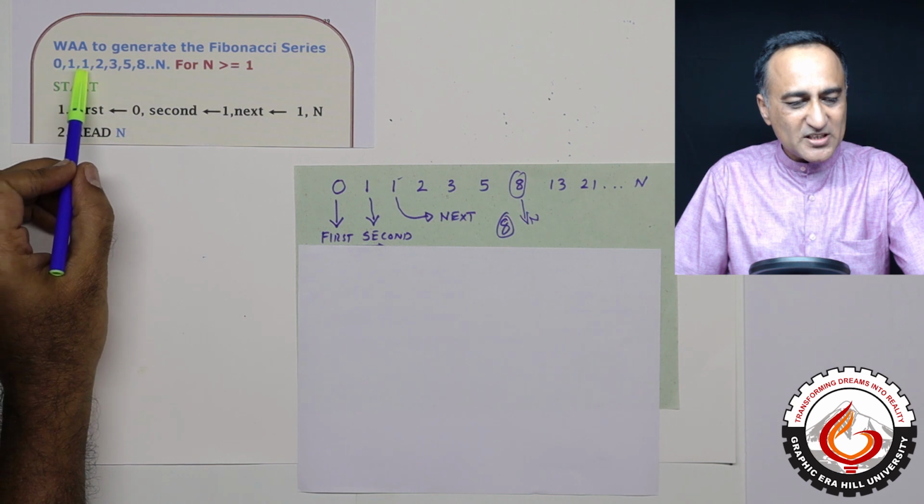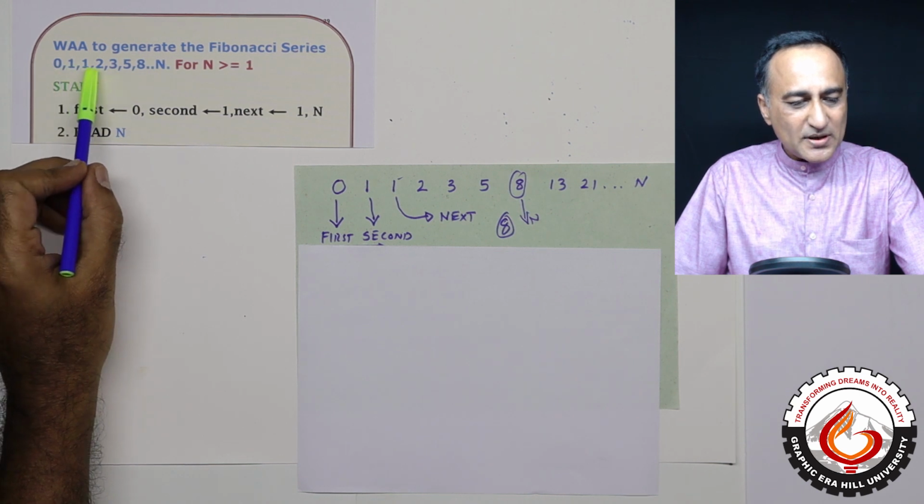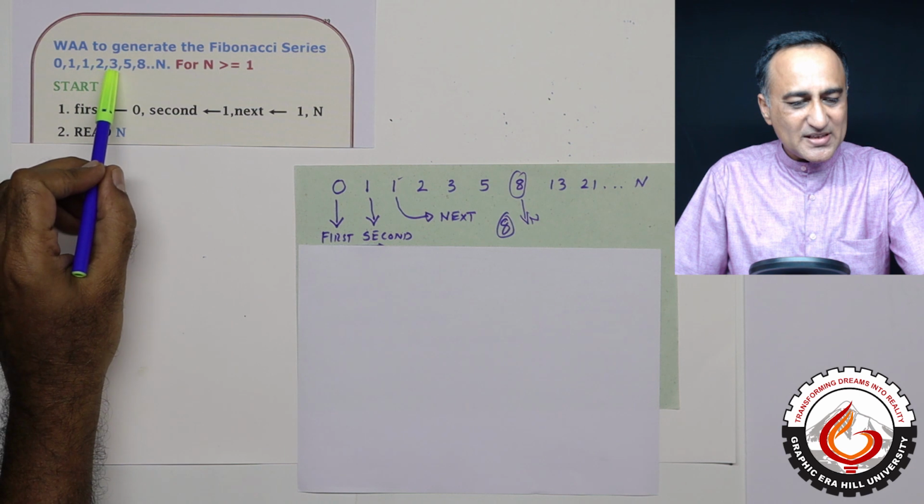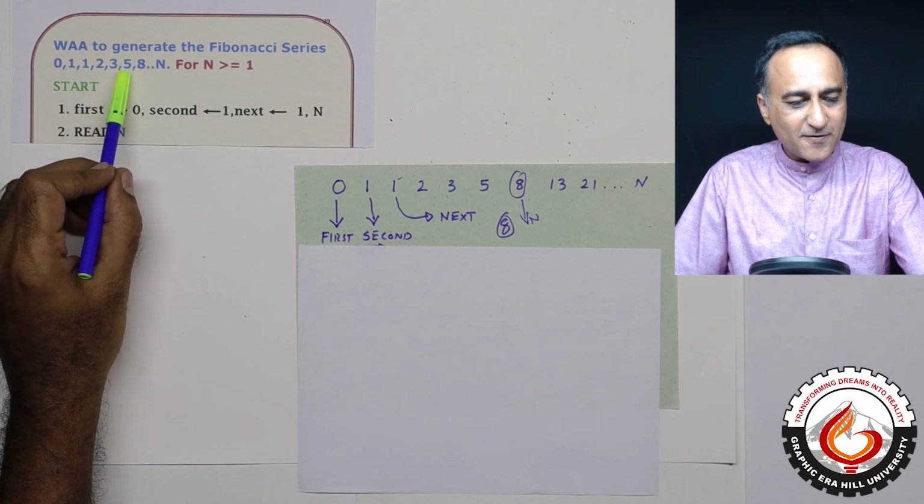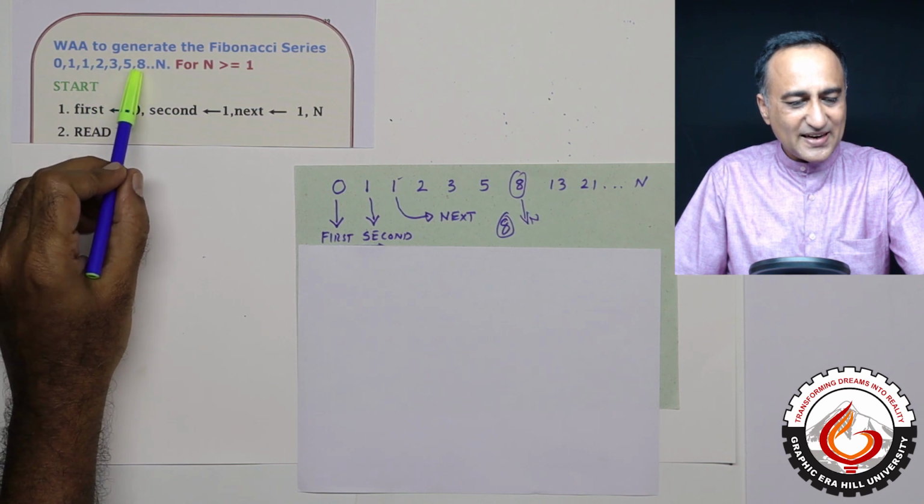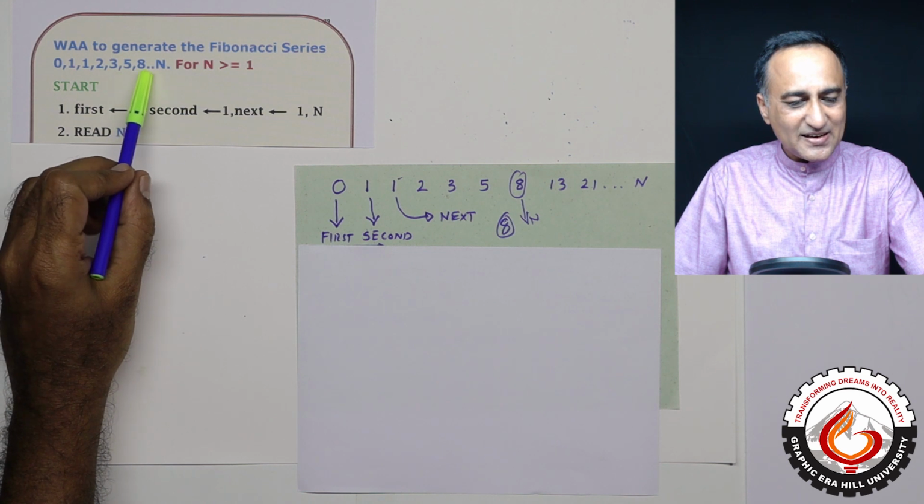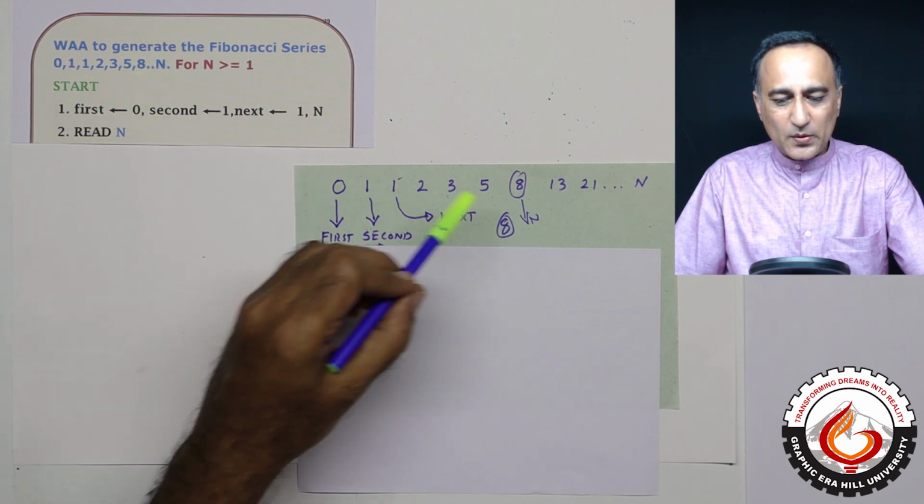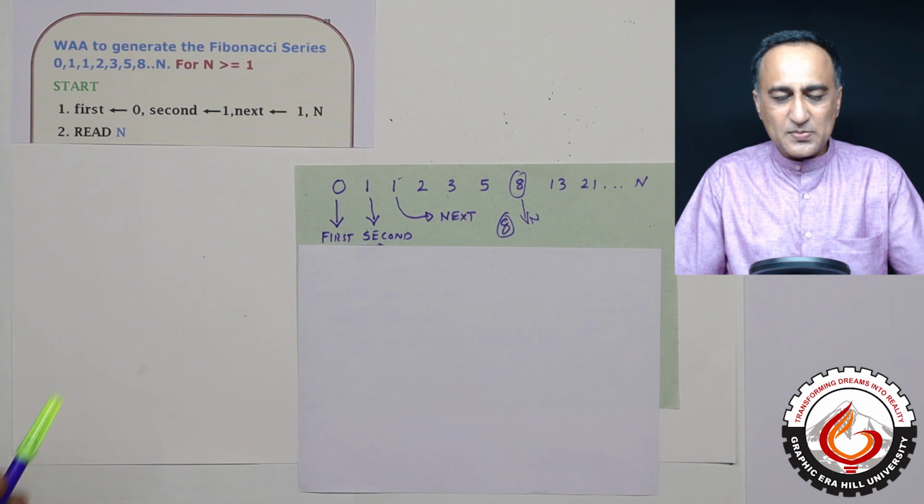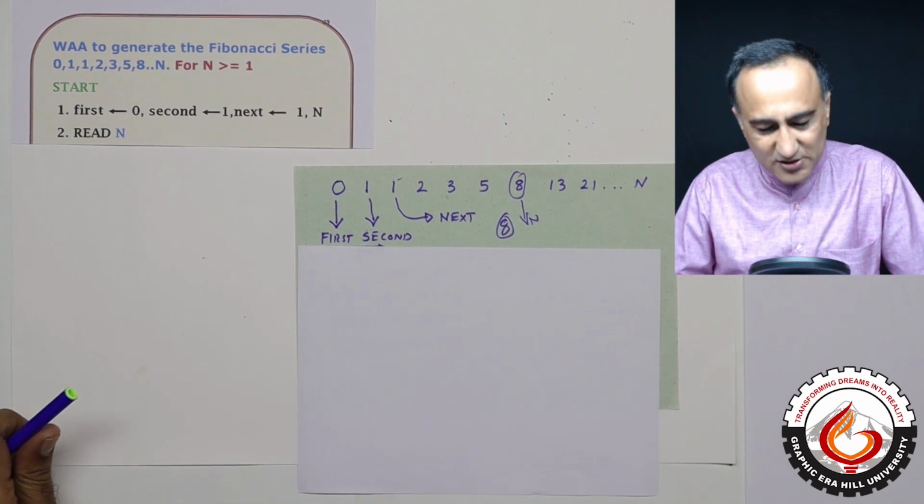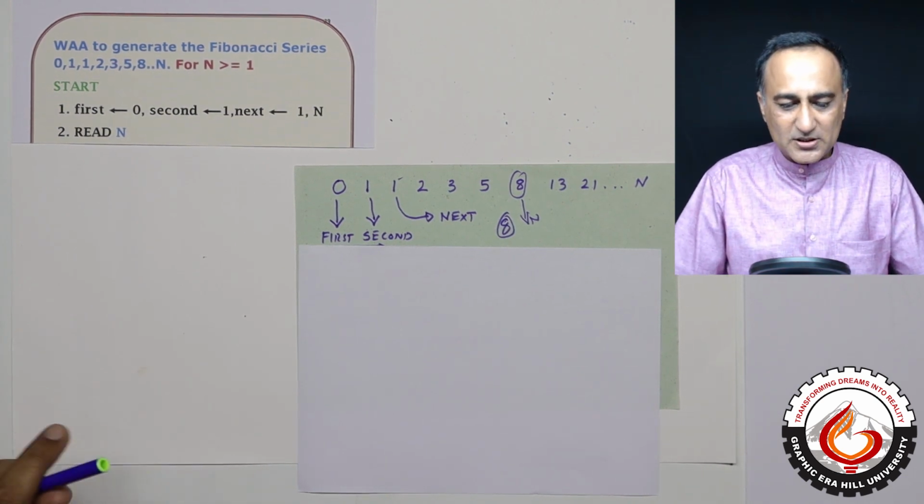So 0 plus 1 is 1. Now 1 plus 1 is 2. 2 plus 1 is 3. 3 plus 2 is 5. 5 plus 3 is 8. 8 plus 5 is 13. 13 plus 8 is 21. So this particular thing keeps on proceeding forever. There is no end to the Fibonacci sequence.